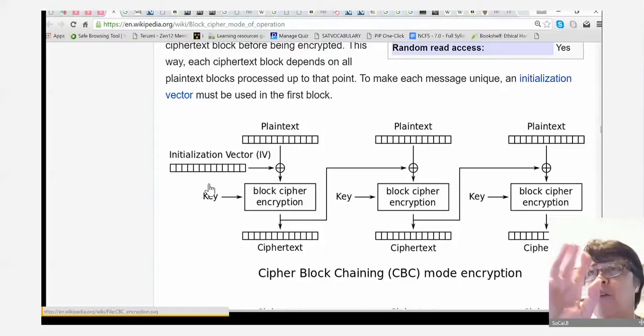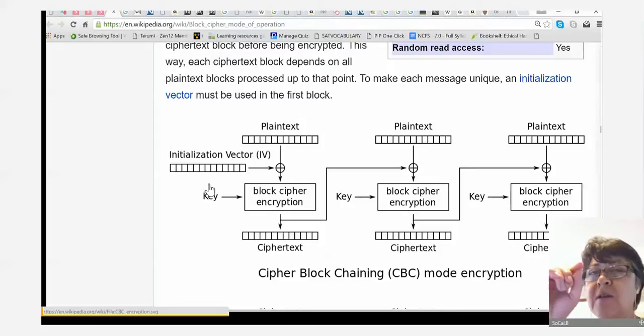That was death. But anyway, you have the IV, and look what's happening with the plain text. It's a little plus sign with a circle in it. That's XOR. So in CBC you are XORing the IV with the plain text, then taking that product and sticking it into the block cipher encryption with a key, and then a ciphertext pops out on the other side.